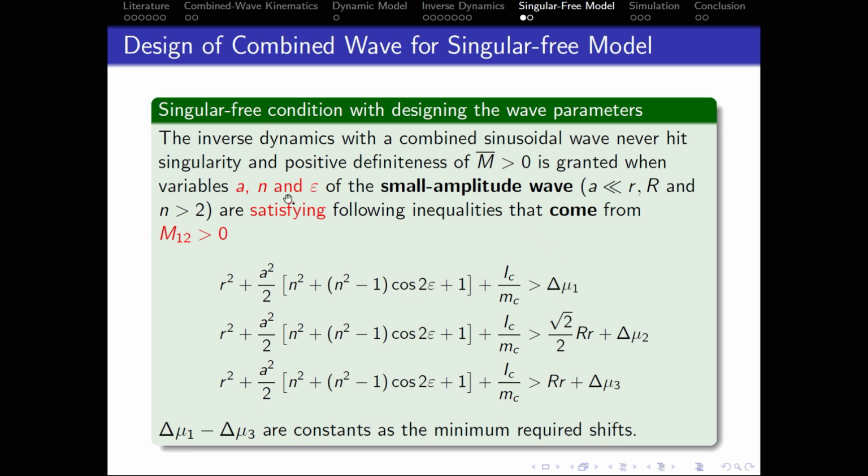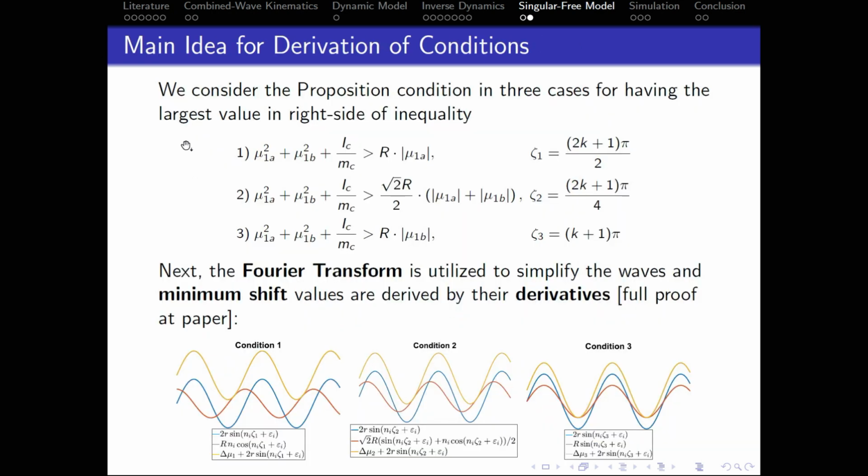So as a solution, we propose three main conditions, which are developed from the M12 term condition, and we design our variables as a small amplitude wave with the following conditions, where the delta mu's are just constant values. The main idea of these conditions is obtained by finding the largest possible values on the right-hand side from the position, and then applying a Fourier transform to simplify the combined waves.